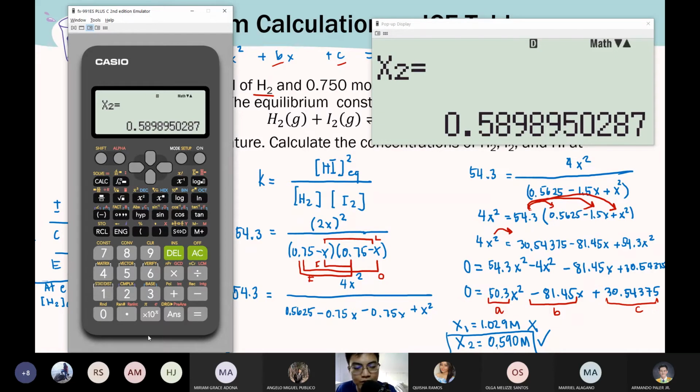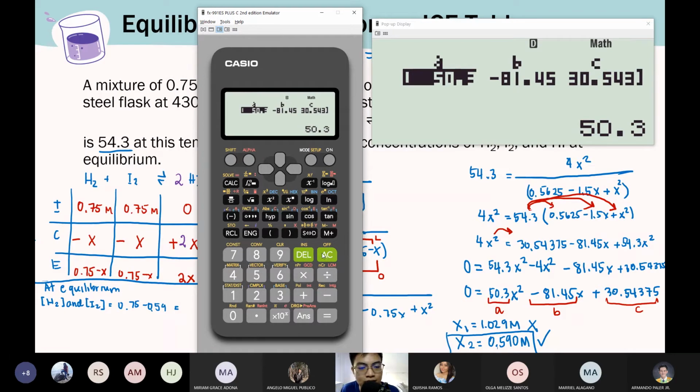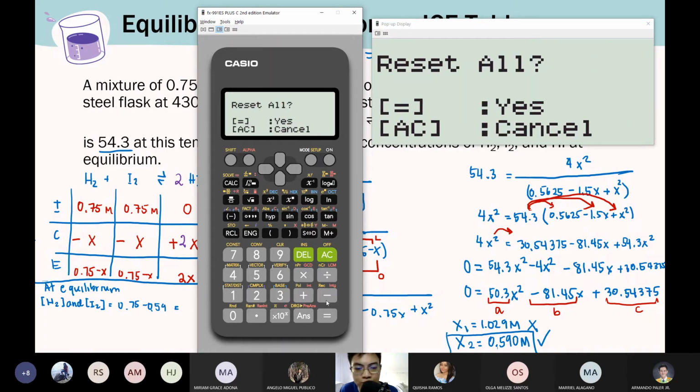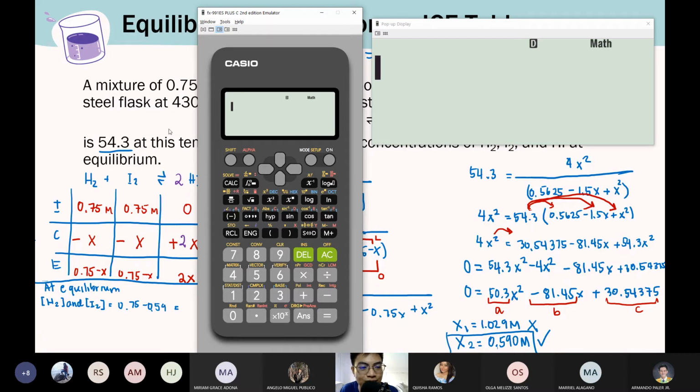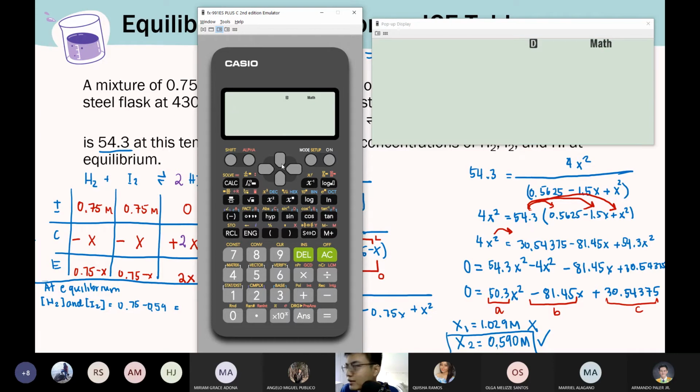0.75, ay sorry. By the way, kunwari gusto nyo bumalik sa regular na buhay, pindutin nyo lang AC, tapos shift, clear. Okay? Shift, then clear. Yun ay kung gusto niyang bumalik sa normal na calcu. Shift, then clear. Okay? Shift, clear, then all, equal sign. Okay? Babalik na kayo ulit sa normal na buhay. And that's 0.75 minus 0.59. Diba? Positive yung difference. So, ito yung gagamitin ko.